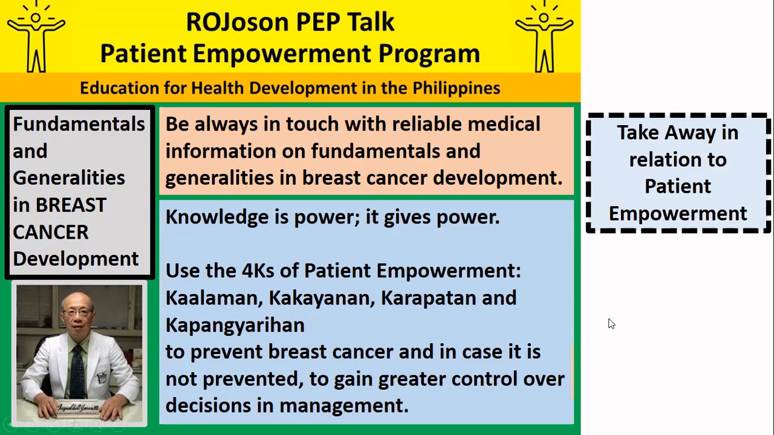Use the 4 Ks of patient empowerment: kaalaman, kakayanan, karapatan, at kapangyarihan to prevent breast cancer, and in case it is not prevented, to gain greater control over problem solving and decision making in the medical management.